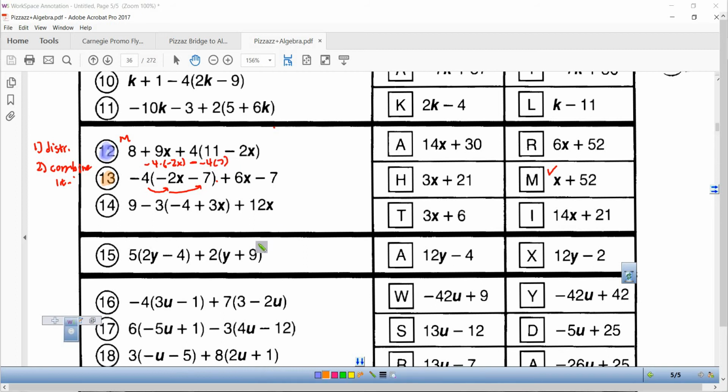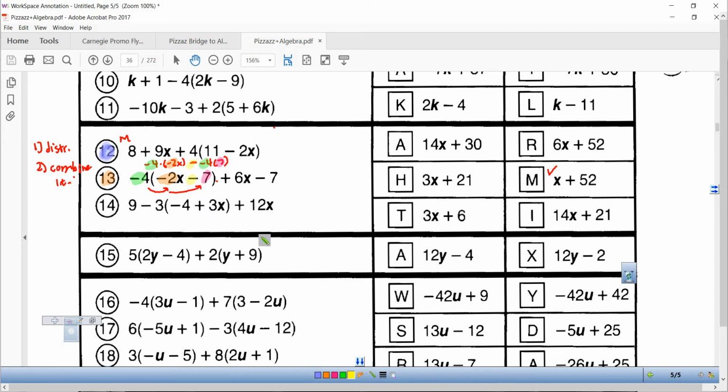All right, and I talked about this in the last video. Let's be very, very careful. Here's my -4. There's my -4, right? I'm distributing the -4. Here is my -2x, right? There's my -2x. And then here is my 7, right? And this right here in the middle is subtraction.